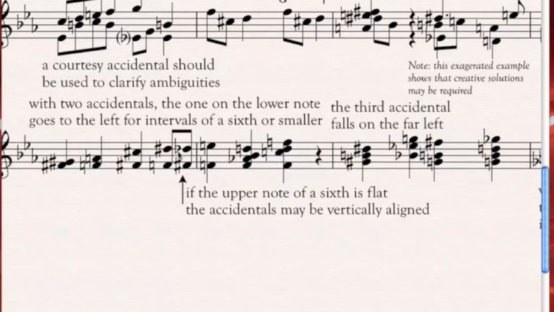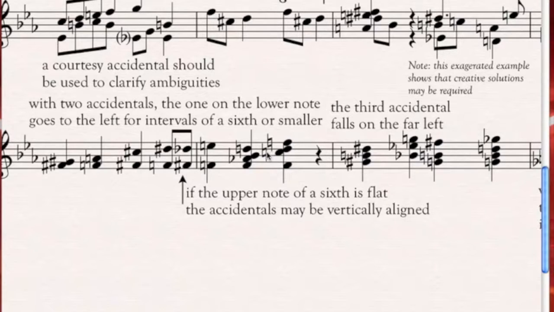So that's because the flat does not descend as low as a sharp or a natural, so you have room there so that these can be aligned if the upper note is a flat. Otherwise, with the interval of a sixth, the lower note accidental goes to the left. And here a seventh, they're aligned. Okay? And here you have the interval of a fourth, even though it's a chord. So the lower accidental goes to the left.